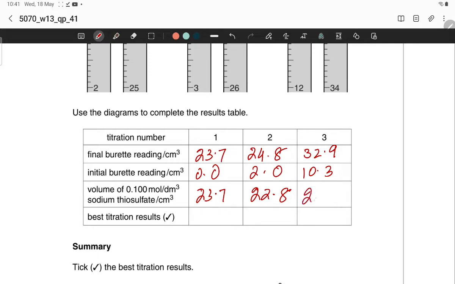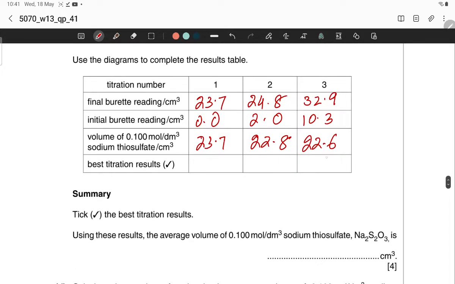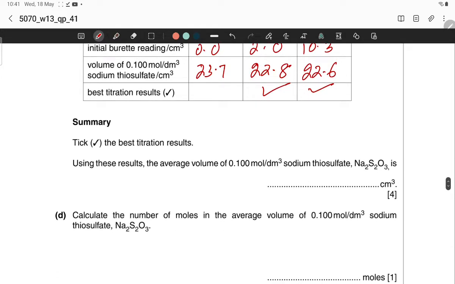So the titres are 23.7, 22.8 and 22.6. Now take the best titration results. The best results are those readings which have the smaller difference. 22.6 and 22.8 have a smaller difference between them, so we select these two best titrations. Using these results, calculate the average volume of 0.100 mol per dm³ sodium thiosulfate.